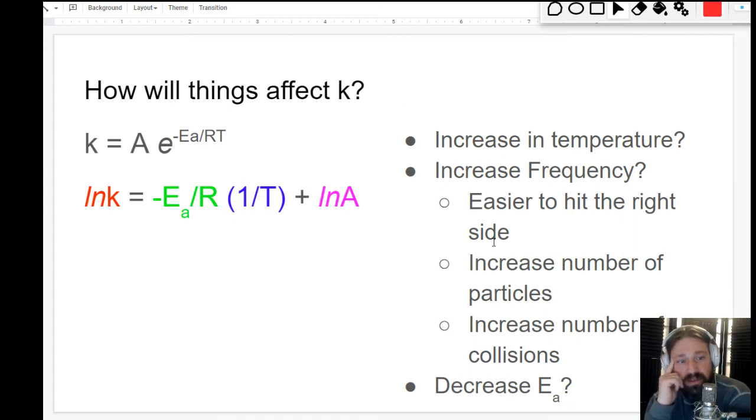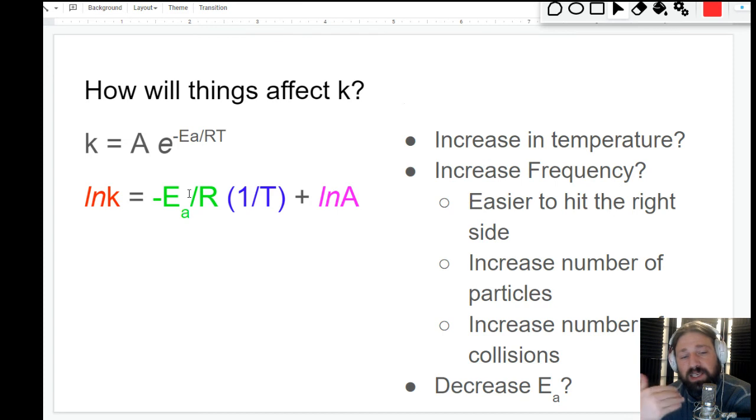How do things affect K? And this is K as in the rate constant, lowercase k. How do these things affect K? So if I increase temperature, how is that going to affect K? If I increase temperature, K is going to also go up. We're going to increase the rate of the reaction. If I increase the frequency of hitting things, if it's easier to hit, if you increase the number of particles, if you increase the number of collisions, all of those things will also increase K, which means it's going to increase the rate. All right.